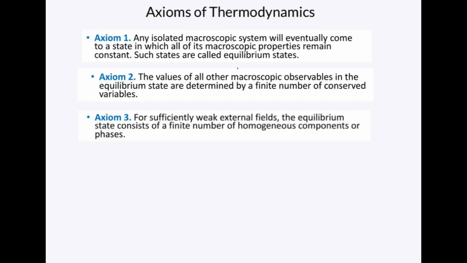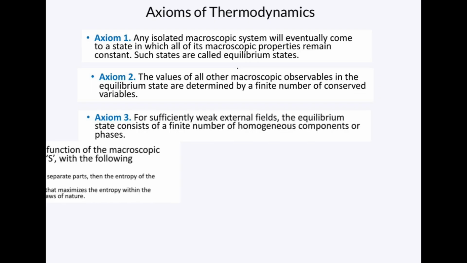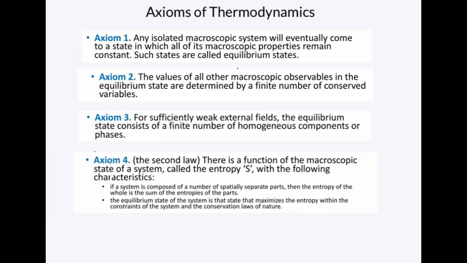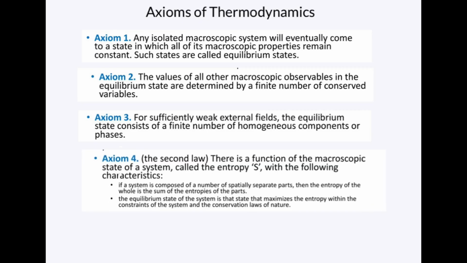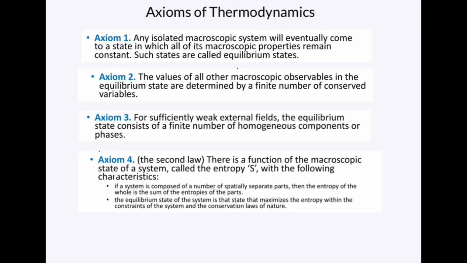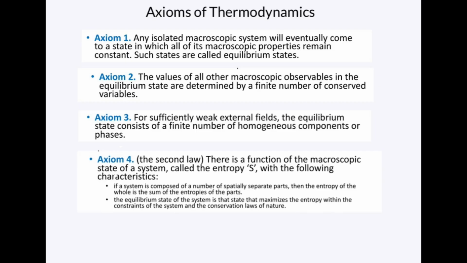Now for the remaining 3 axioms, statistical mechanics actually has a proof. For example, for axiom 4, which is also sometimes called the second law of thermodynamics, which states that there is a function of the macroscopic state of a system called the entropy, S, with the following characteristics. 1. If a system is composed of a number of spatially separated parts, then the entropy of the whole is the sum of the entropies of the parts.